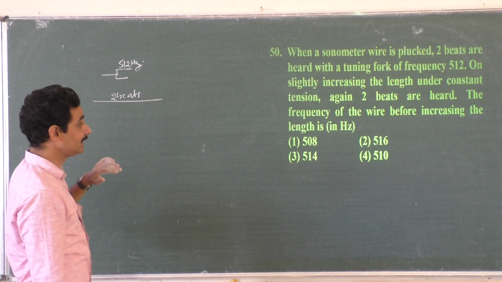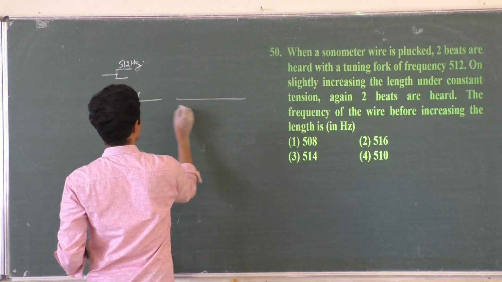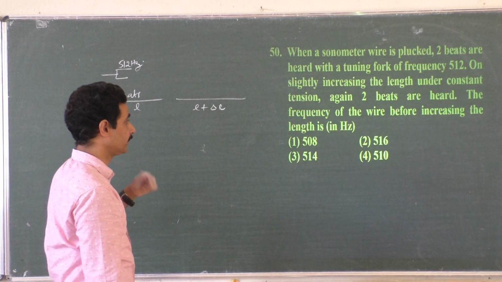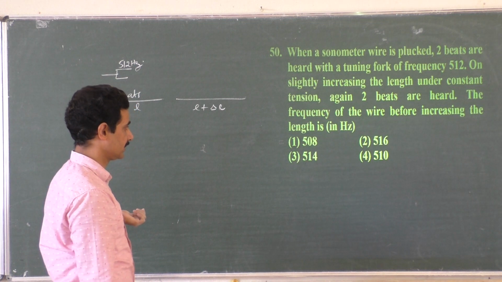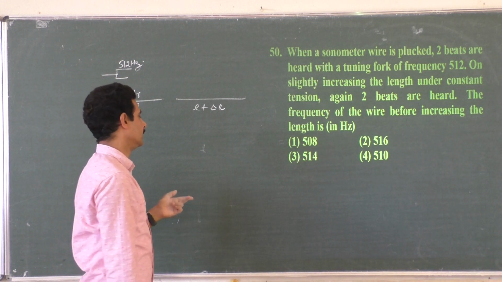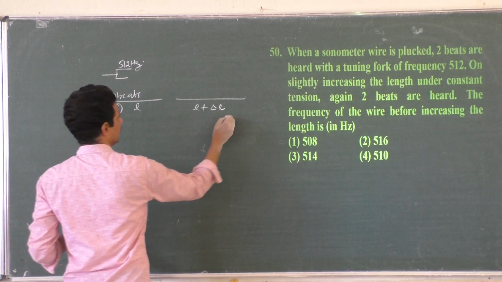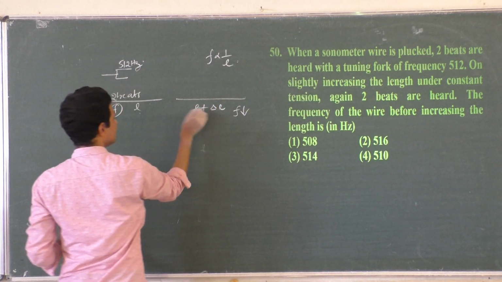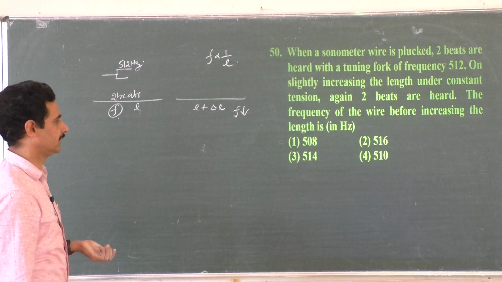On slightly increasing the length, L plus delta L, that means frequency should decrease here, right? Slightly increasing the length under constant tension, again 2 beats are heard. Suppose F is the frequency here. F is decreased because F is inversely proportional to L. Increase in length decreases the frequency.